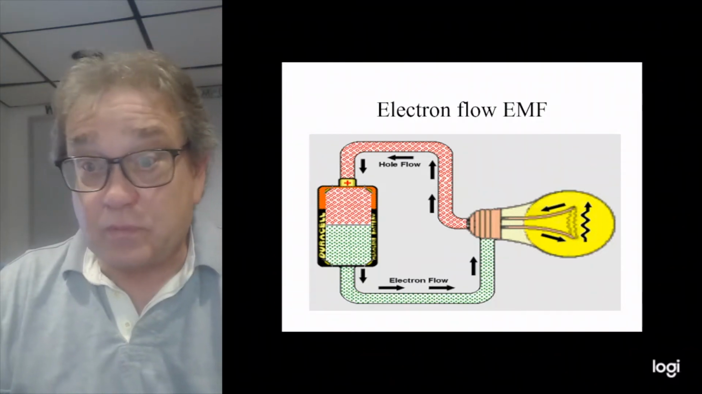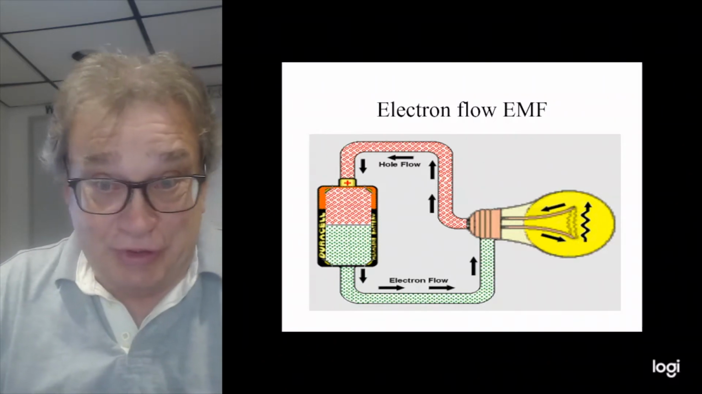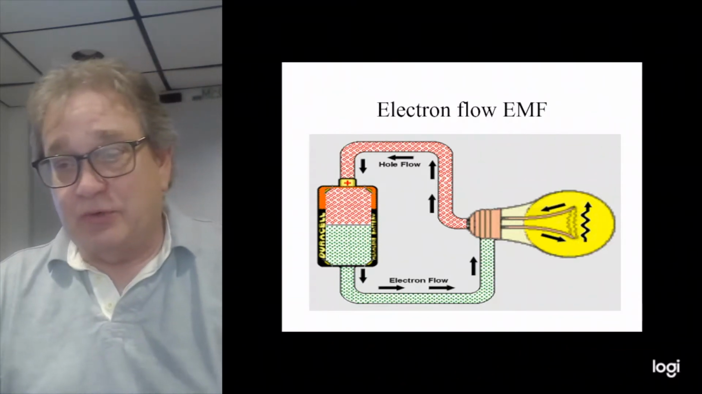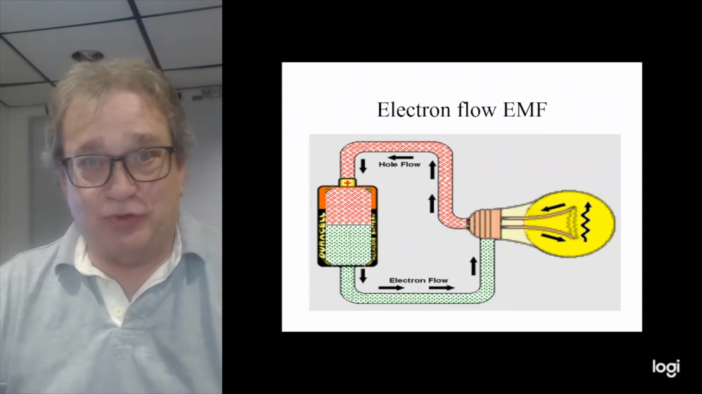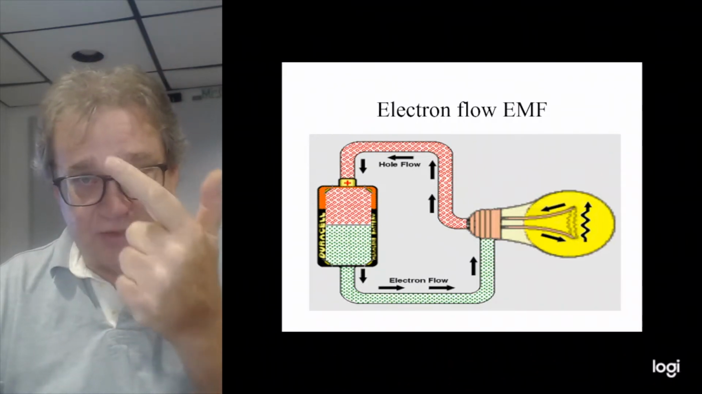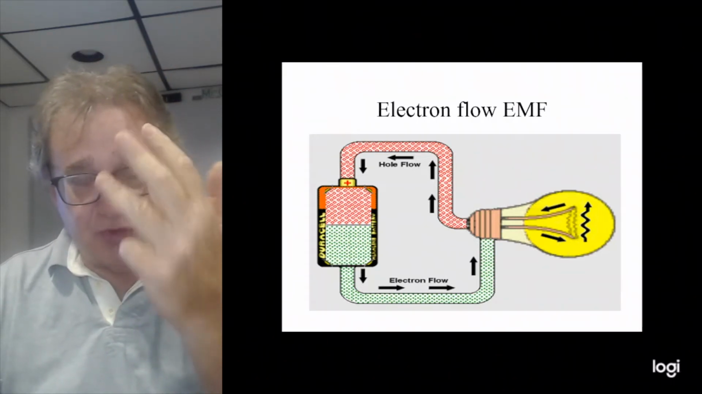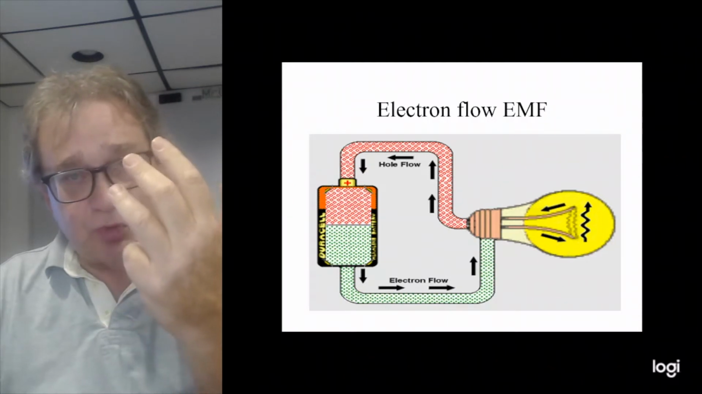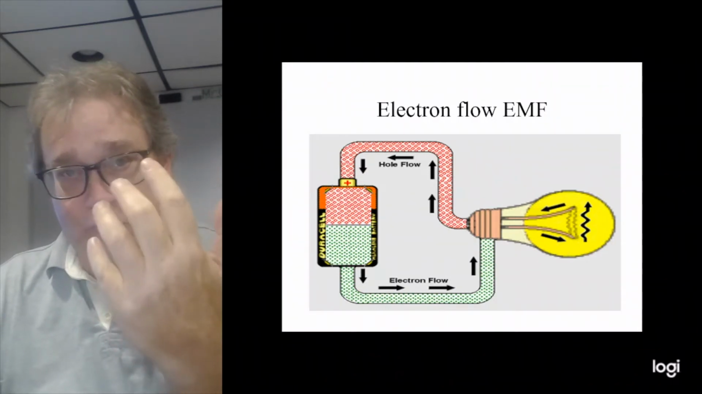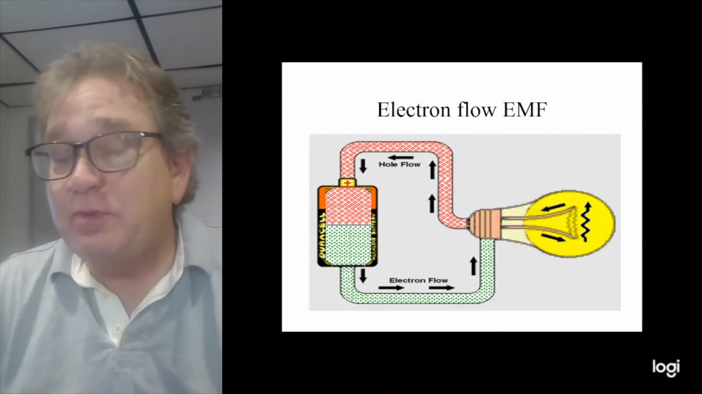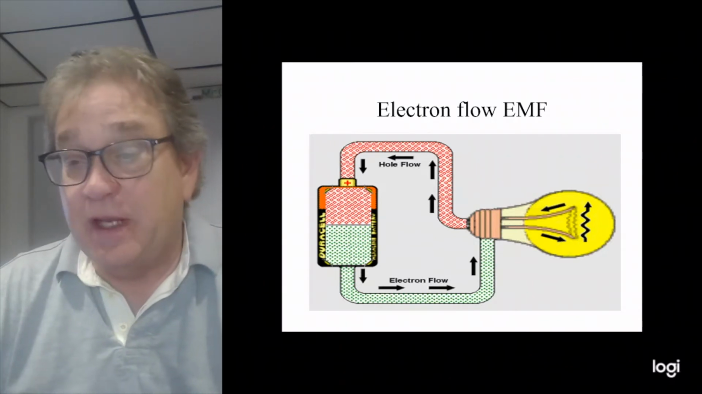Now, what do we ask electricity to do for us? We ask it to do a few things. Light, heat, motion, information. Those are the basic four that we ask it to do, especially in an automotive environment.